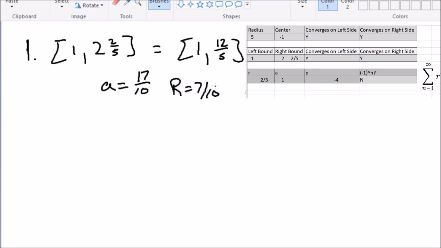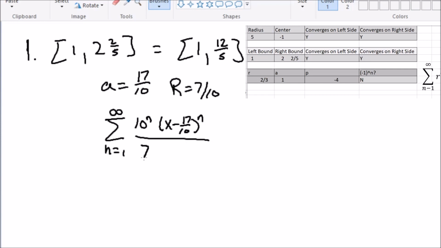Okay. So then my series is the sum from n equals 1 to infinity of 10 to the n, (x minus 17 over 10) to the n, all over 7 to the n times n squared.